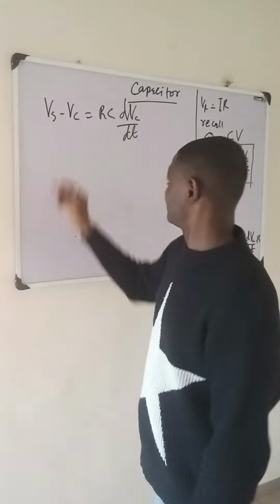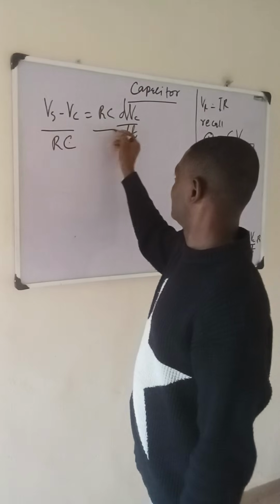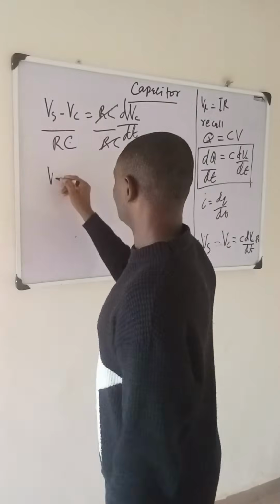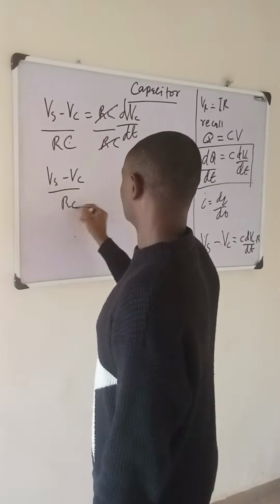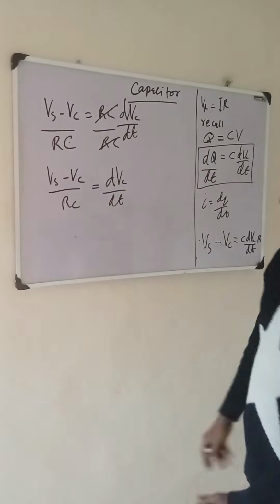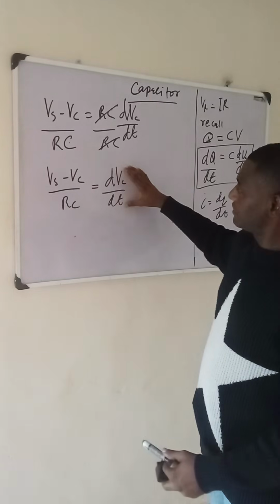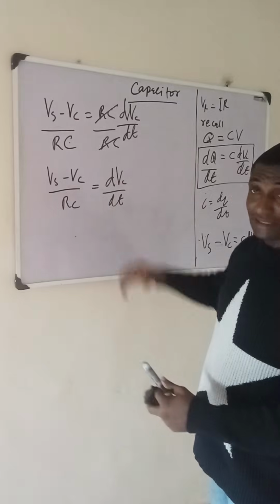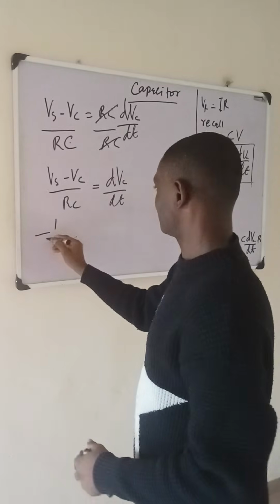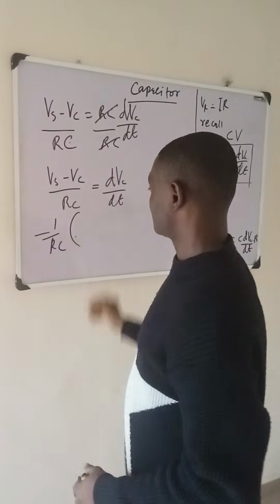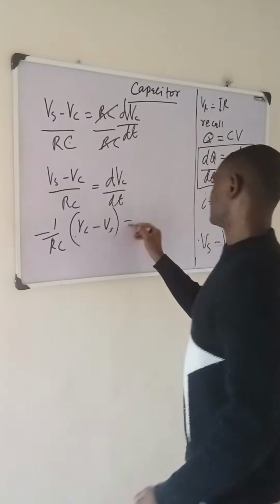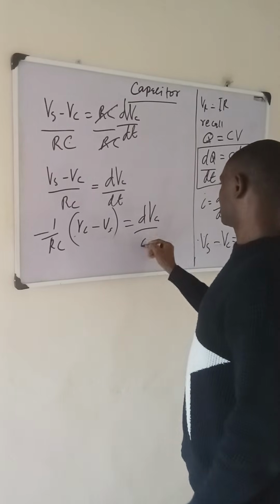If we do that, RC will vanish on this side. So what we survive with is Vs minus Vc all over RC equal to dVc/dt. Now, the whole of this is still intact. What do we need to do here? Let us factorize. If you factorize negative 1 over RC, it will be equal to Vc minus Vs. Okay? And this is still going to give you dVc/dt.